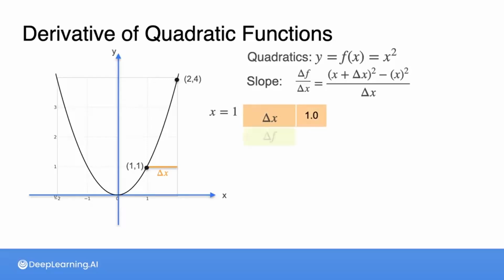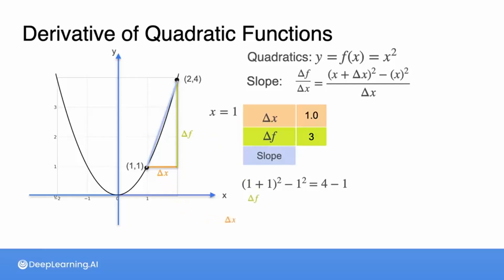So what is delta f when delta x is 1? Well, it's the difference between 4 and 1. 4 is 1 plus 1 squared, and 1 is 1 squared. So this is 3. And what's the slope? Well, it's going to be 3 over 1, because delta f is 3, delta x is 1, and so 3 over 1 is 3. So this slope is 3.